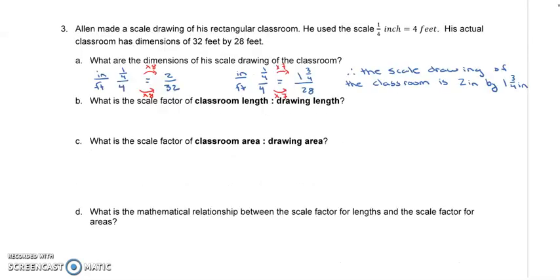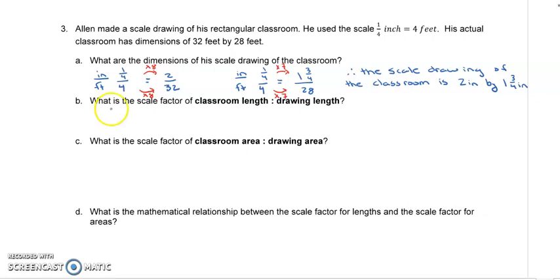Let's check in on just part A. So finding the dimensions, I'm thinking the inches over the feet, and then I'm going to scale. So the scale drawing of the classroom is 2 inches by 1 3/4 inches. So now finding the scale factor of classroom length to drawing length.